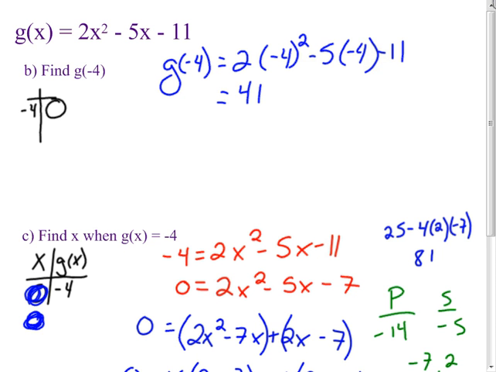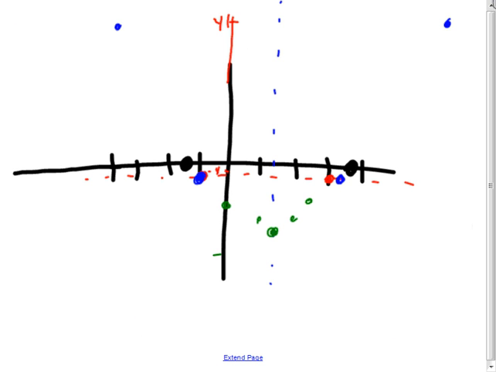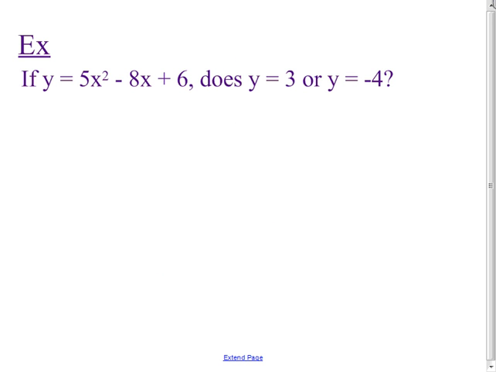Both directions here. Part of the reason I'm taking a look at this is I'm sometimes going to ask, can y be negative 20? Does my vertex ever get down to negative 20? And without physically having to graph this, you can do a couple of really quick processes to determine that. And so that's what the last example is going to do. Here's my equation. Y equals 5x squared minus 8x plus 6. Does y ever equal 3, or does y ever equal negative 4?